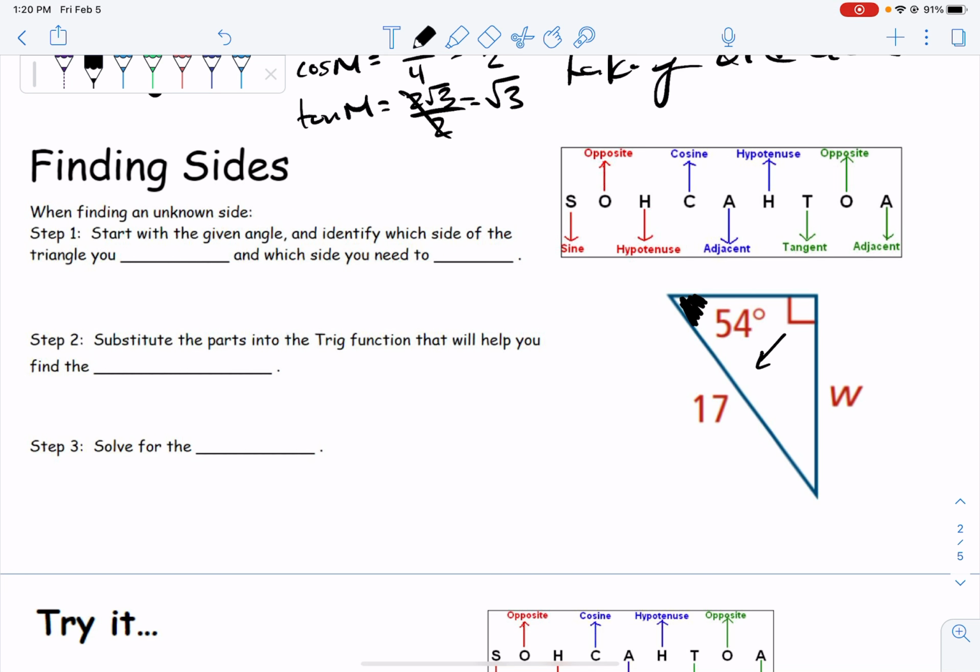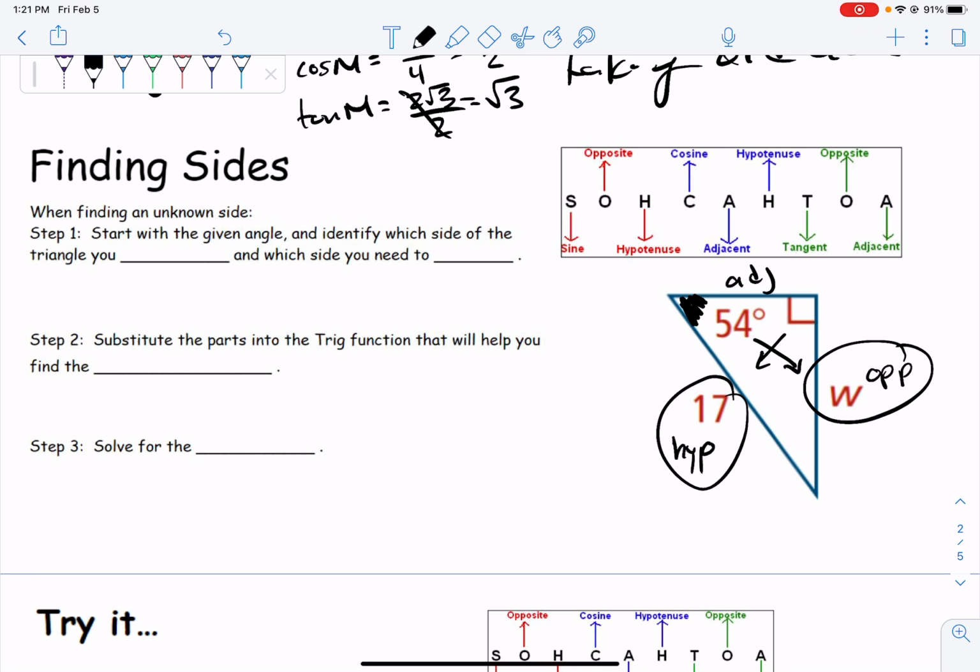So across from the 90, there's my hypotenuse. Across from my angle, that's the W, that's my opposite side. And next to the 54-degree angle, that's my adjacent, all right? So I've labeled my sides. Now I'm trying to solve for W, which is my opposite side. And I know the hypotenuse. So what I want to do is find the trig ratio that uses opposite and hypotenuse, which is sine.